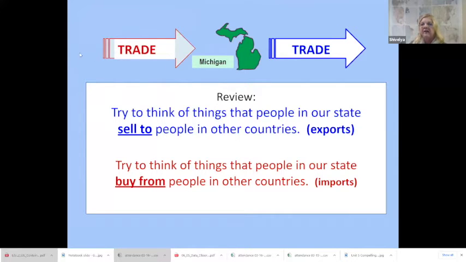Once we do that, we start to think about what we bring into the state of Michigan from other countries. That goes back to what they looked at when they first started this whole unit on trade, looking at labels.